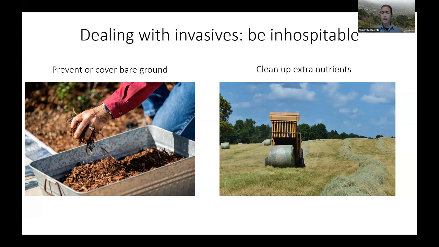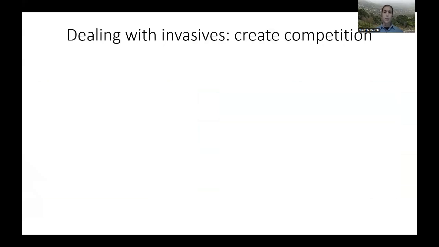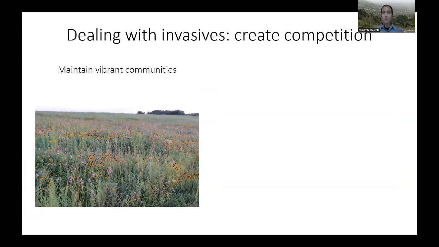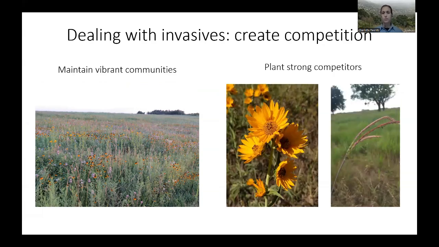If we have a lot of extra nutrients in there, it really, really helps the invasive species. You can also create competition. There are native species that compete very strongly with invasive species. So if we have vibrant, healthy native communities, it's really hard for the invasive species to get in there. And if we don't have those vibrant communities, we can focus on planting some really strong competitors.